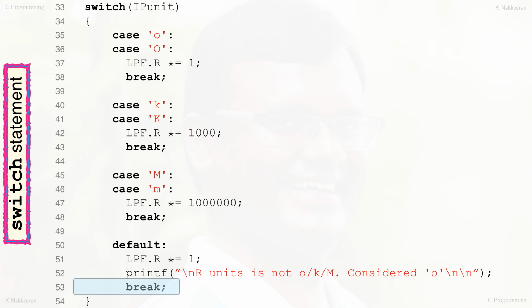Break statement in line 53 represents the end of the body of the default case and the program control should go to line 55, that is just after the end of the entire switch statement. This break statement is redundant as it is the last line of the switch statement, but here it is written just for the completeness.